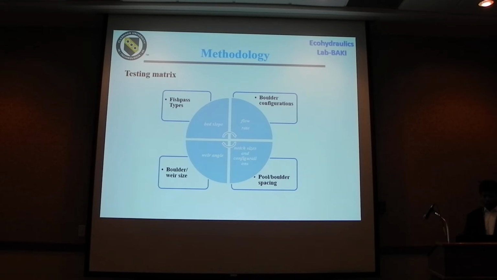That tool was used to investigate a lot of variables in our physical characteristics. For example, at first we considered four major variables. The first was fish pass types. The second was the boulder or weir size; we used different sizes of boulder and weir. Third, the boulder configurations. And fourth, the pool and boulder spacing. On top of it, we used another four parameters: different slopes, different flow rates, different weir angles, and different notch opening sizes and spacing.